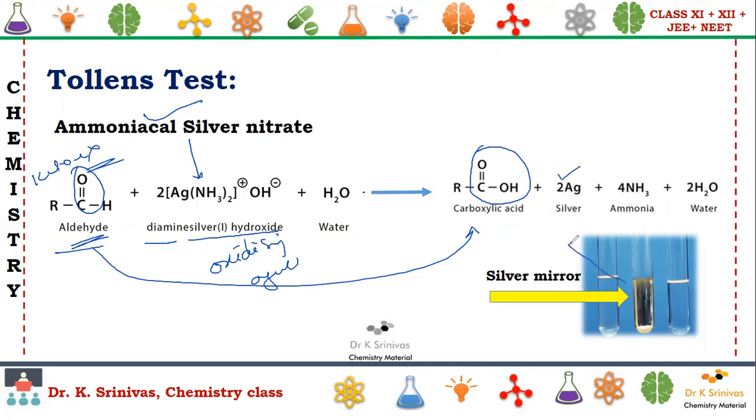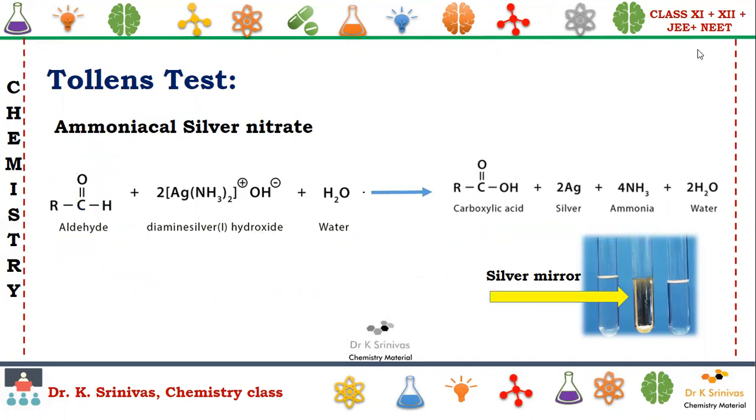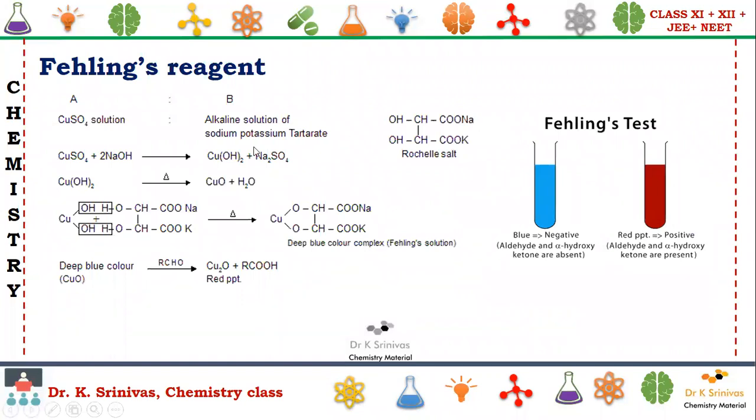That's why it is also called the silver mirror test. Okay, silver mirror test. Next, let us go for the last one of this class, Fehling's reagent.